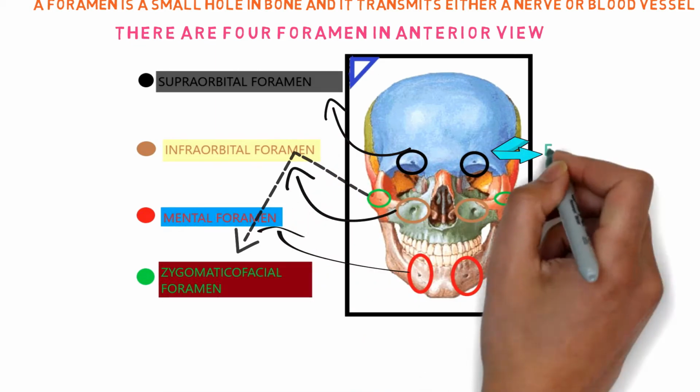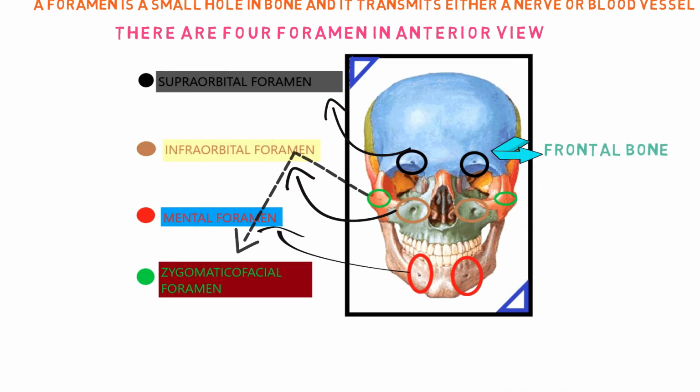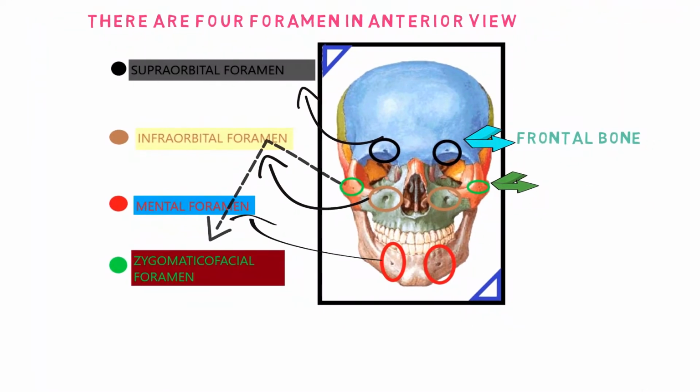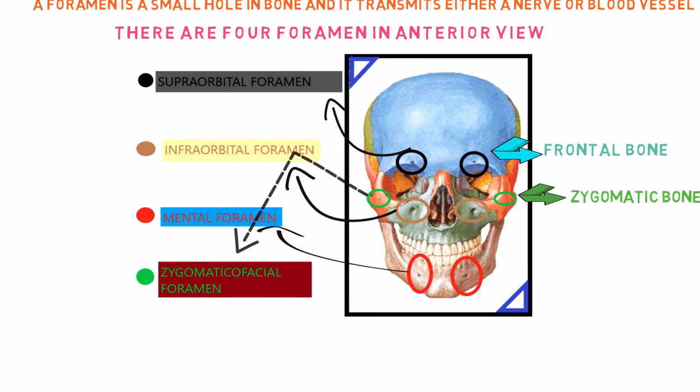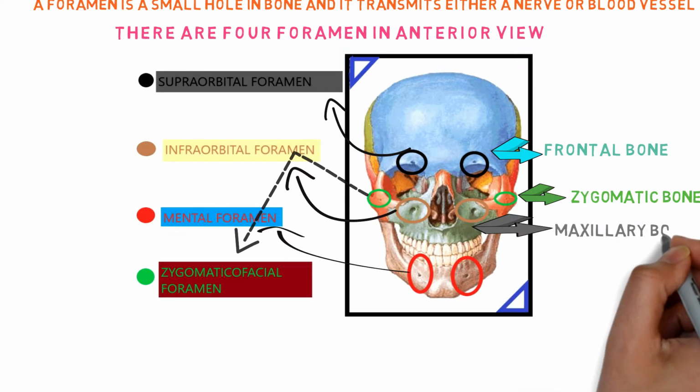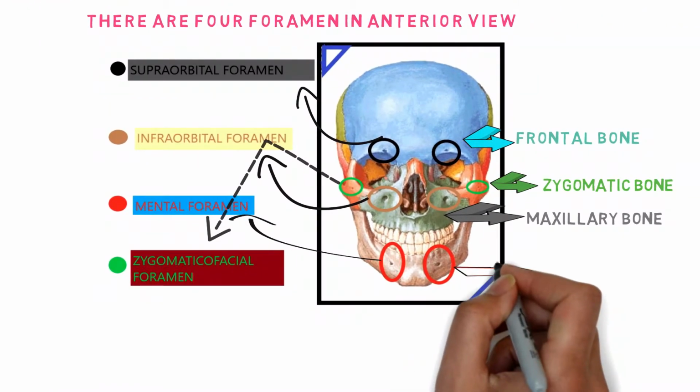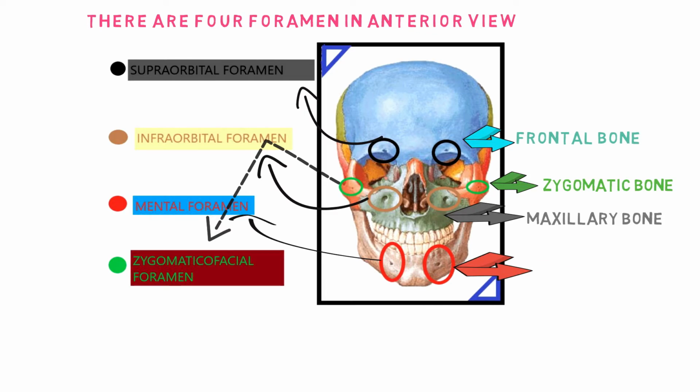Supraorbital foramen is located in frontal bone. The zygomaticofacial foramen is located in zygomatic bone. The infraorbital foramen is located in maxillary bone. Mental foramen is located in mandible.